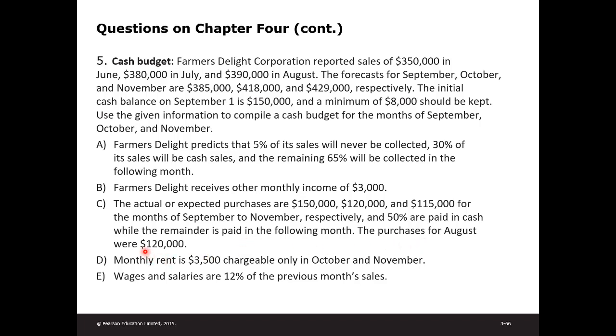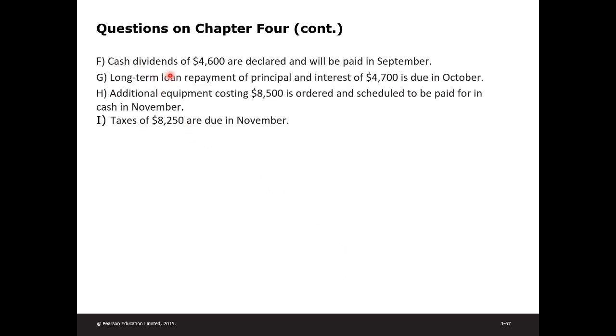The purchases for August were $120,000. Then we have monthly rent of $3,500, chargeable only in October and November, so it will not be included in September. Wages and salaries are 12% of the previous month sales. Okay. Cash dividends of $4,600 are declared and will be paid in September only. Long-term loan repayment, principal and interest, of $4,700 is due in October only. Additional equipment costing $8,500 is ordered and scheduled to be paid in cash in November. And finally, taxes of $8,250 are due in November. So let's see the answer together.